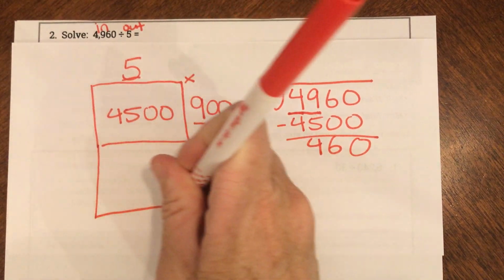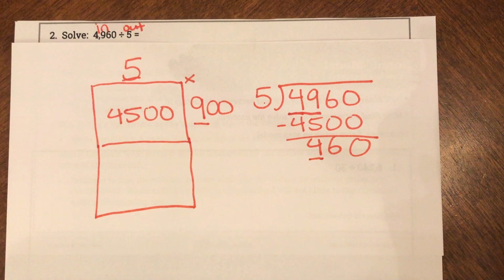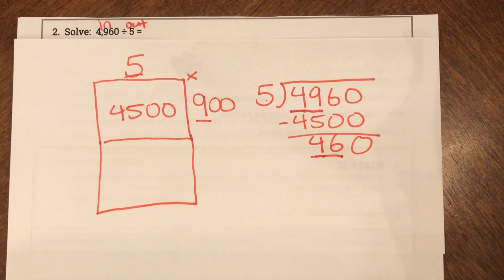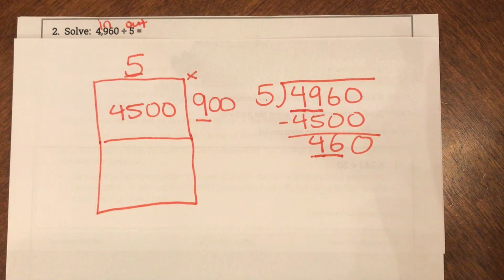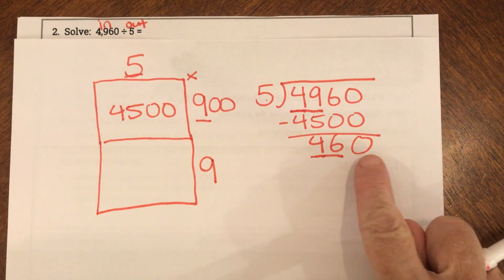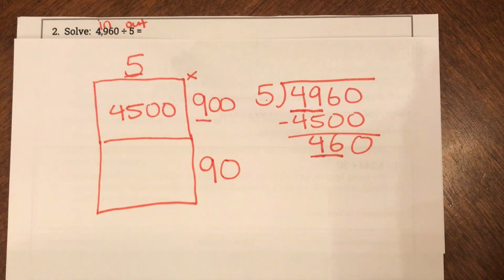Okay, I'm going to keep going now. How many times can 5 fit into 4? Not at all. What about 46? Well, 5 times 8 is 40, 5 times 9 is 45, and 5 times 10 is 50. So it's going to be 9 again. But it's not going to be 9, it's going to be 90, because there's 1 digit after this. Okay, so what do we have here?